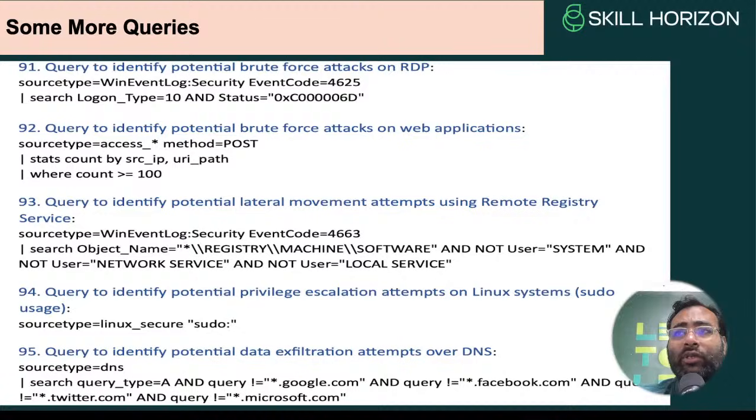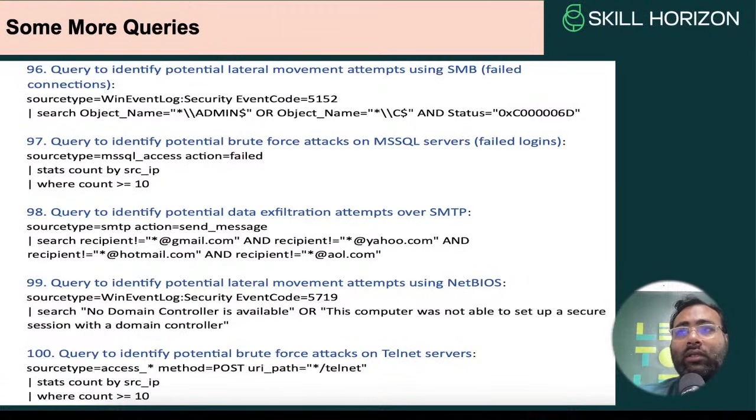Query to identify the potential brute force on RDP, the brute force on web applications, the lateral movement using remote registry services, the privilege escalation on Linux systems, the data exfiltration using DNS, and the lateral movement using SMB, the brute force on MS SQL failed login, then the data exfiltration over SMTP, and the lateral movement using NetBIOS or Telnet. So all these are the 100 important Splunk queries you can use in your log analysis.